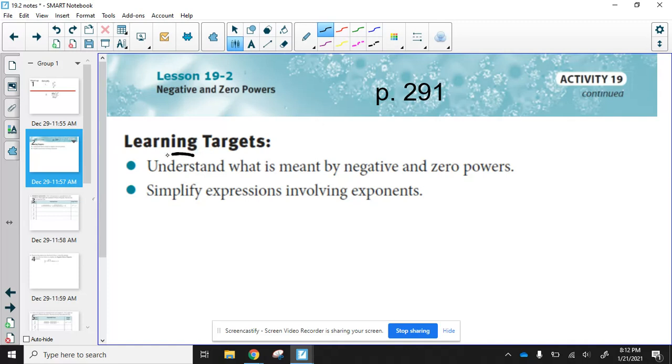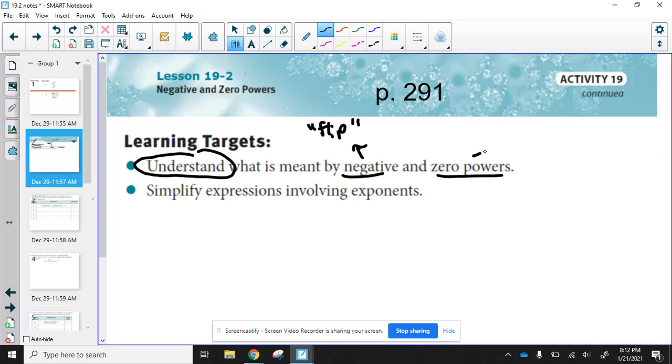So our learning target today is to understand what is meant by negative and zero powers. And when you see the word negative, I want you to think of the word flip. This will make more sense as we go through the lesson. But if you can remember the word flip, anytime you see a negative exponent, it will be beneficial.